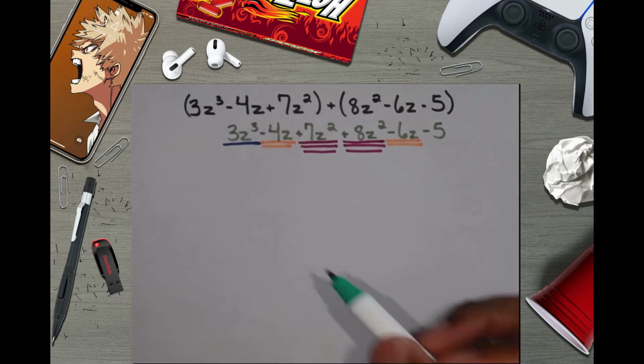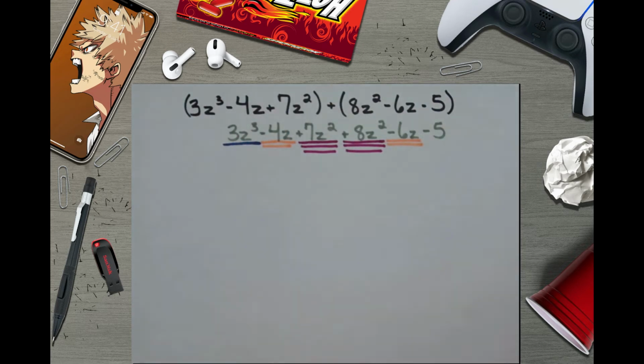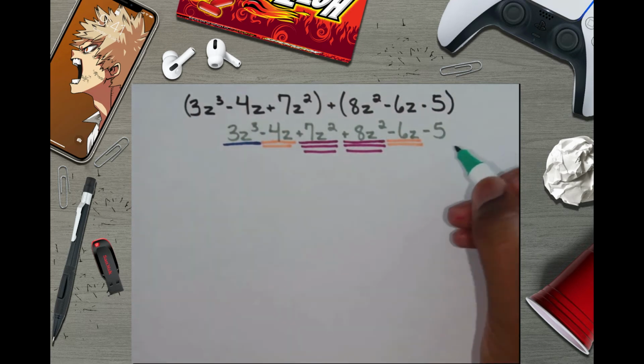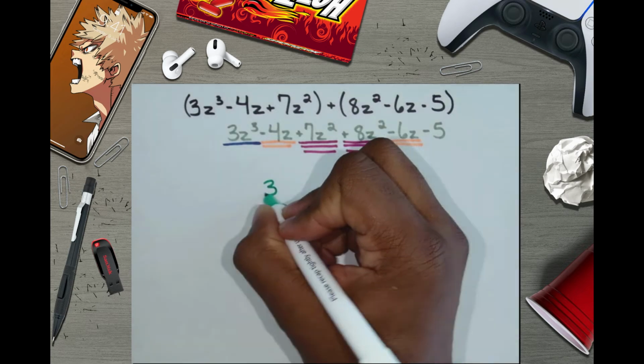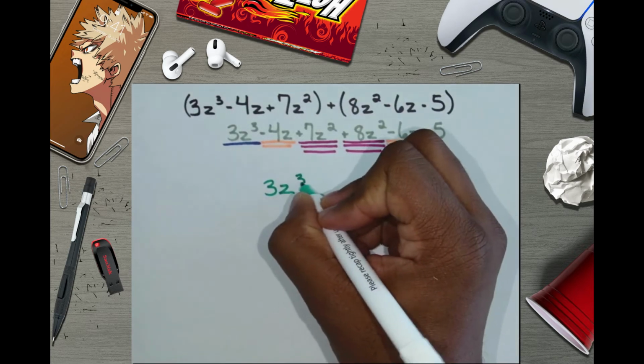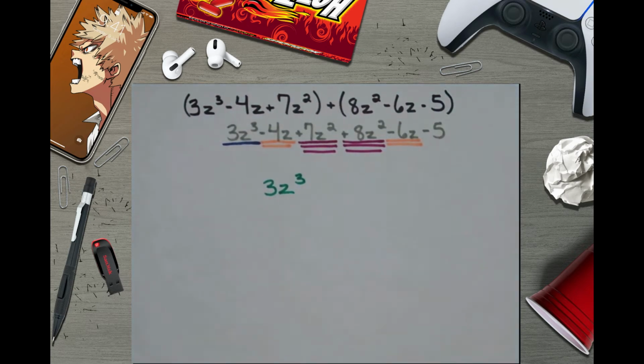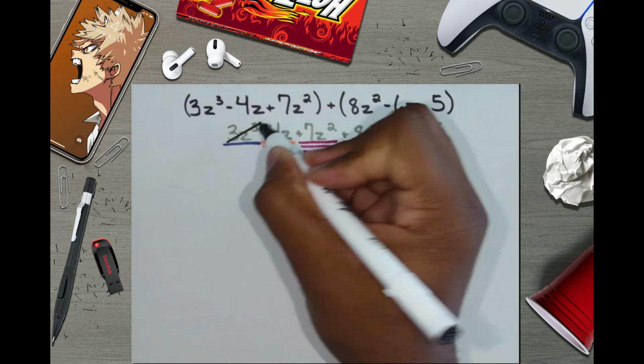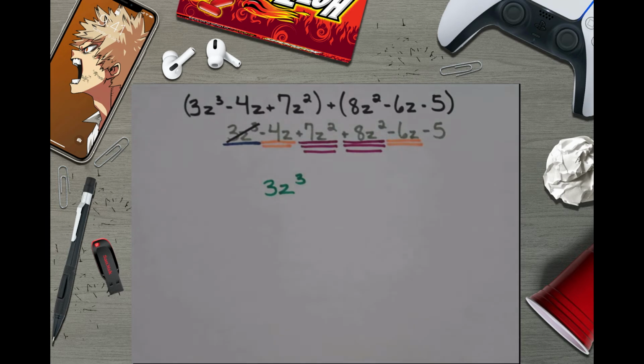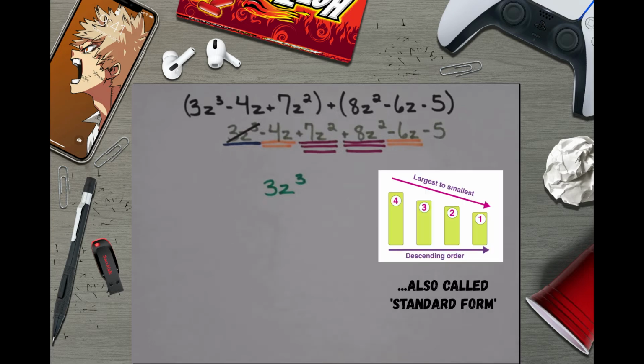So here I have positive 3z to the third. No other z to the third, so I'm gonna write down 3z to the third. And I'm gonna go ahead and cross that out when I'm done with it. The reason I do that is so I don't get confused and I know that it's already been used. All right? And also I'm gonna go ahead and put this in descending order.